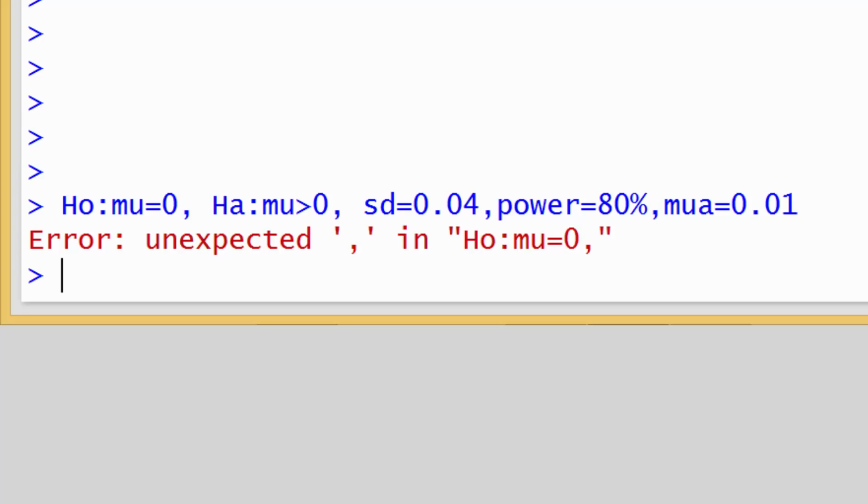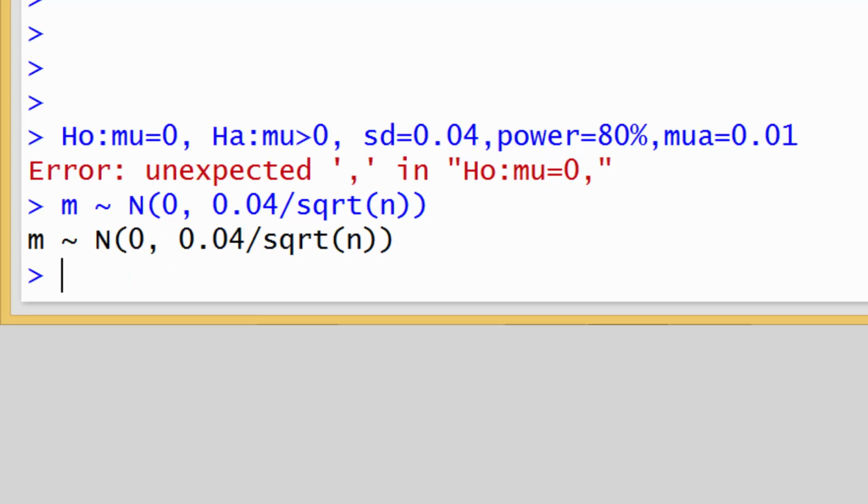So let's talk about when we would reject in this problem. Under the null hypothesis, my mean volume loss is normally distributed because we're doing a z-test. So our mean is going to be normally distributed with a mean of 0 and a standard deviation of 0.04 divided by square root n. Again, that's valid R code, but not terribly useful R code for us.